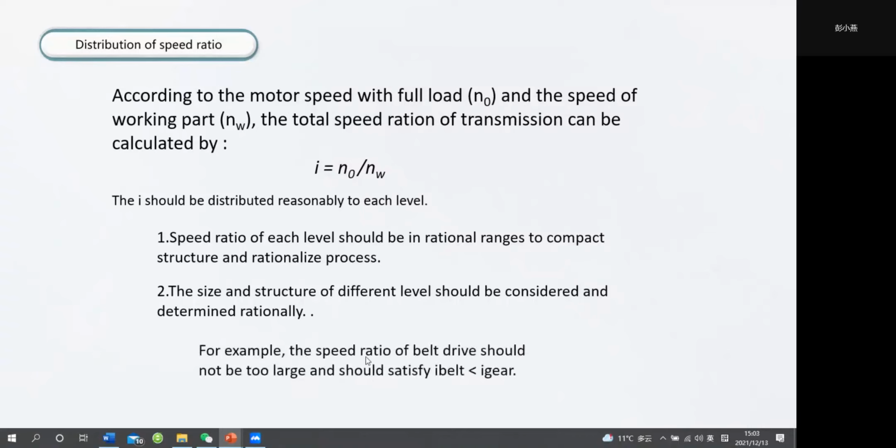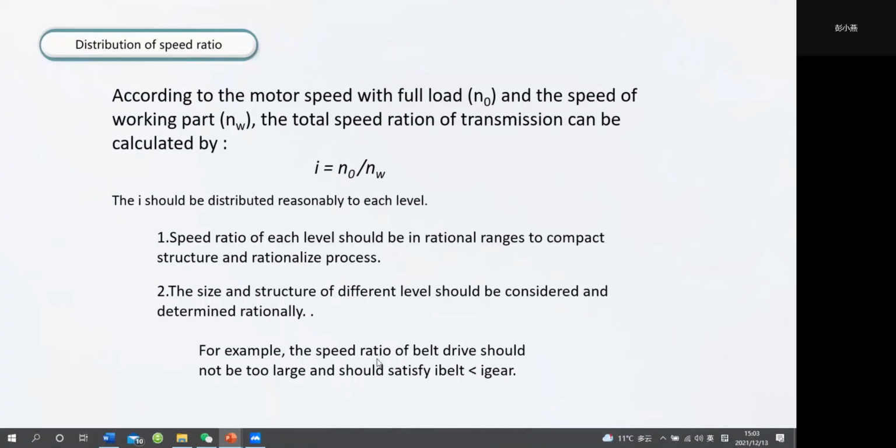I have a question. You have written that the i should be distributed reasonably to each level. The levels are from motor to belt and from belt to gear. These are the levels. Each level includes the belt and the gears. Got it.